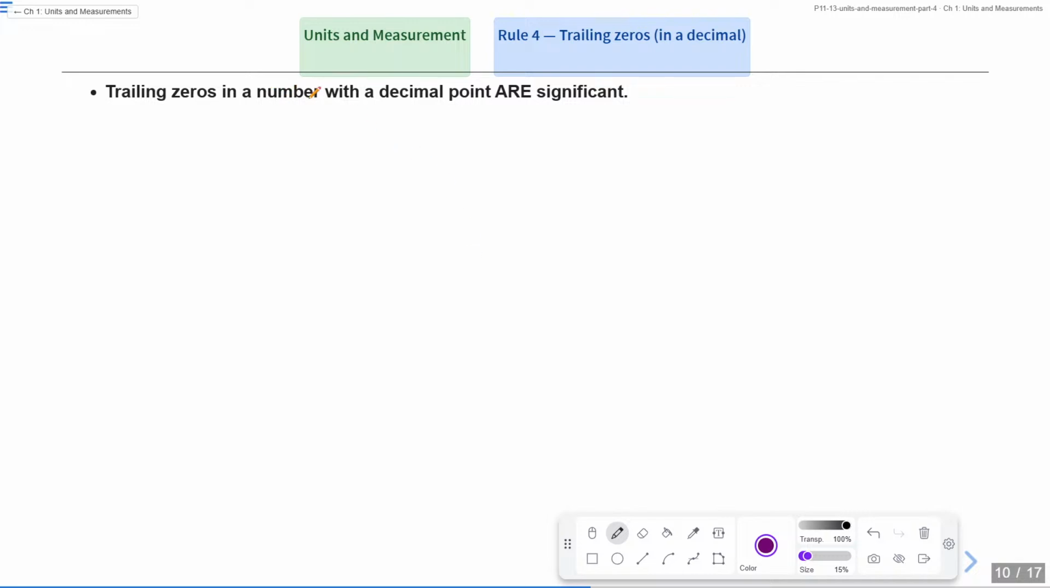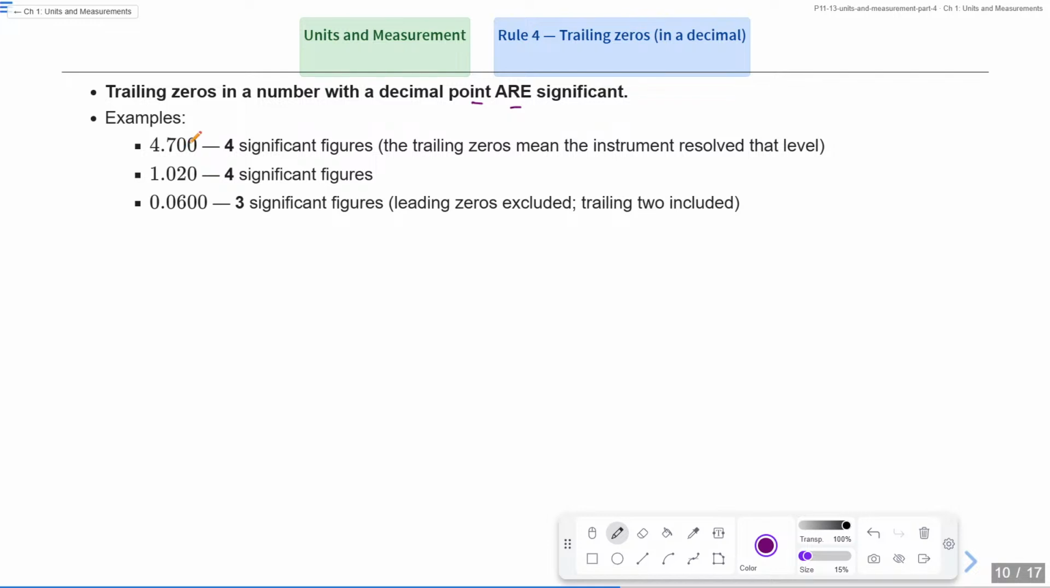Next, trailing zeros in a number with a decimal are significant. If a number contains a decimal point, then the trailing zeros are the zeros after non-zero digits. These are the trailing zeros: this zero is trailing, and these two zeros are also trailing, that are after the last non-zero digit.